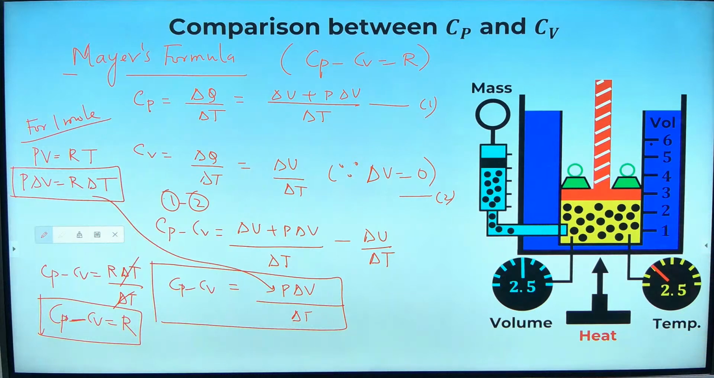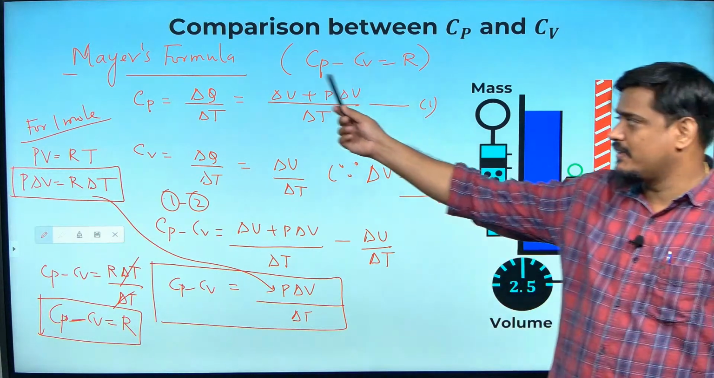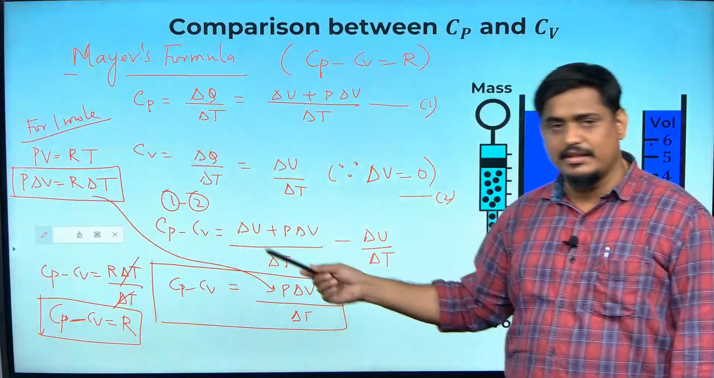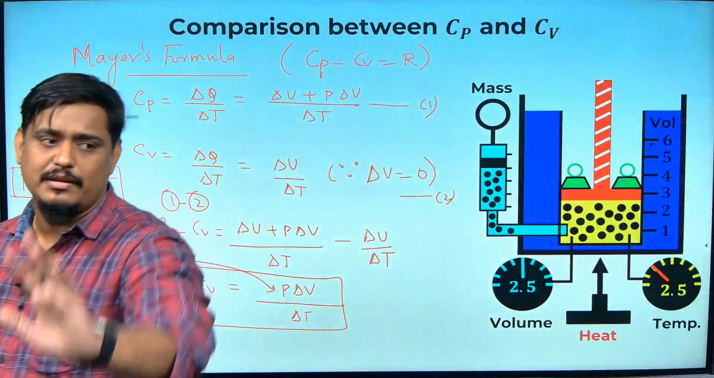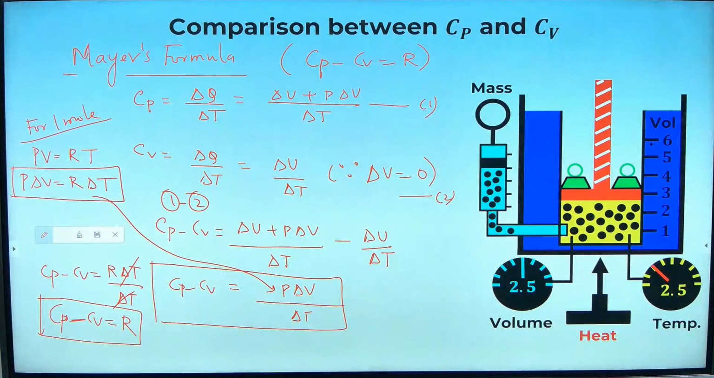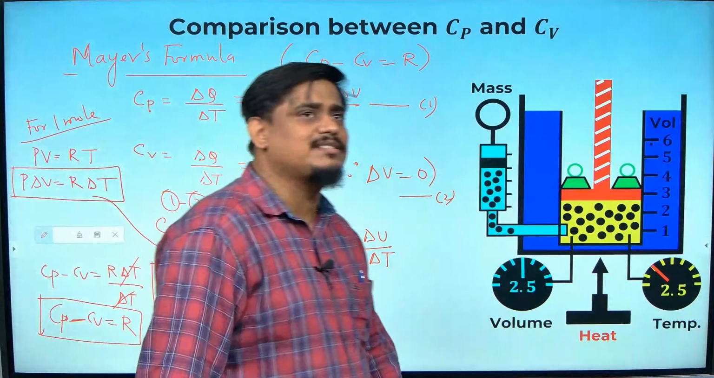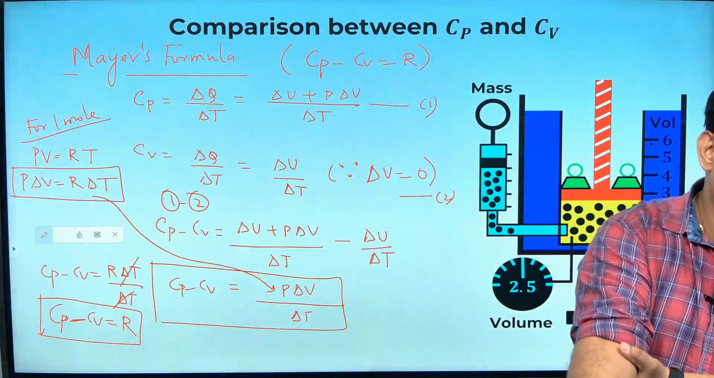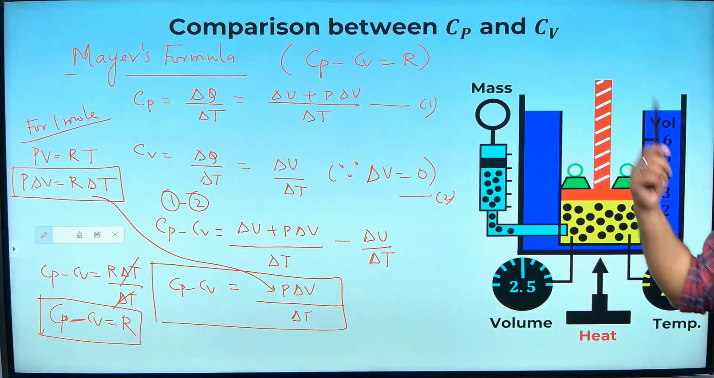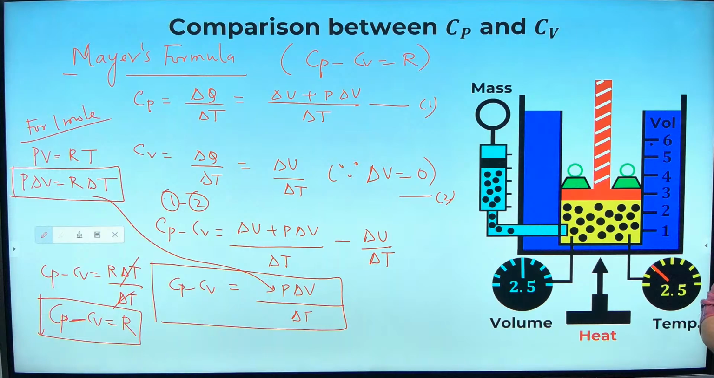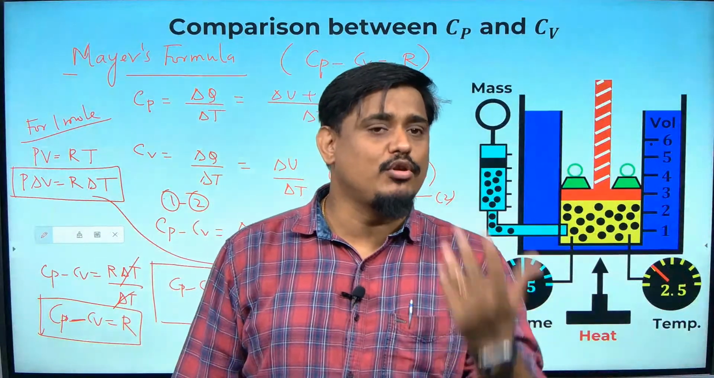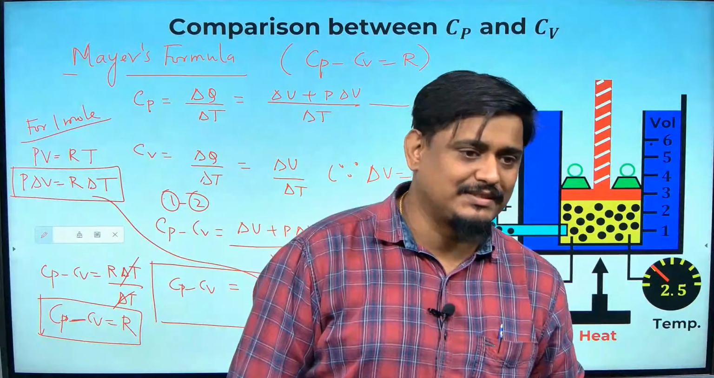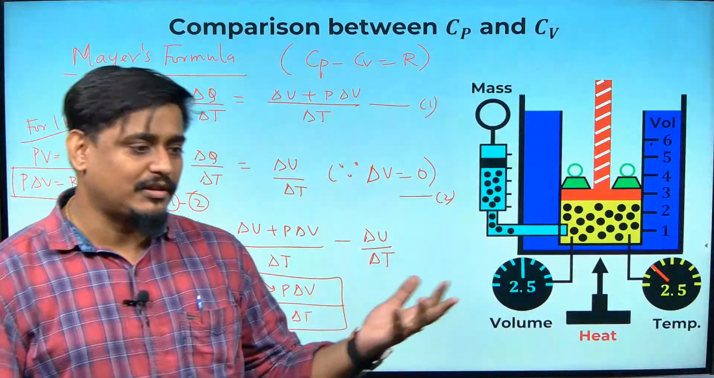Very basic derivation. I hope you understood how I have written Cp, and Cv also. Subtract both, del U and del T will get cancelled, and what remains is P del V by del T. P del V is equal to R del T, del T gets cancelled, you get Cp minus Cv is equal to R. This is called Mayer's relationship. It will be used in the next chapter, KTG, where it has a major use. More than in thermodynamics, Mayer's formula has more use in kinetic theory of gases, where I will find the gamma for all the different gases.